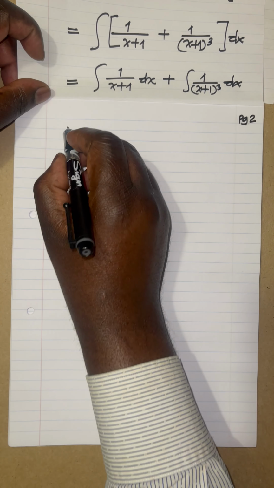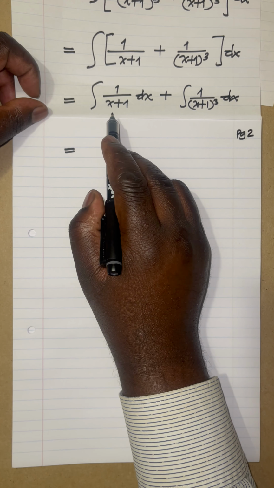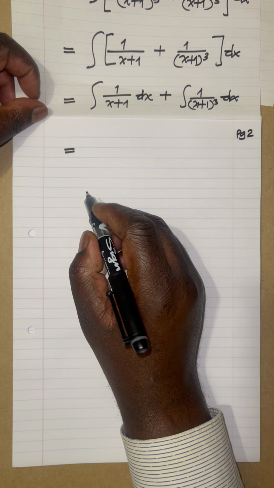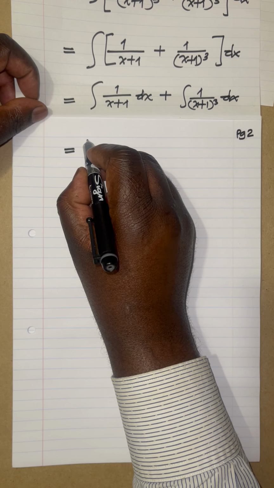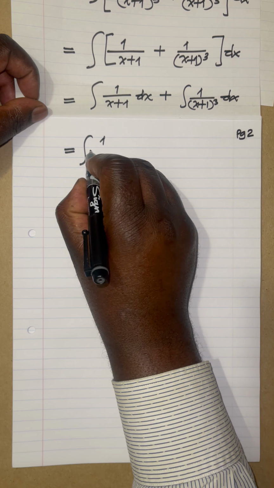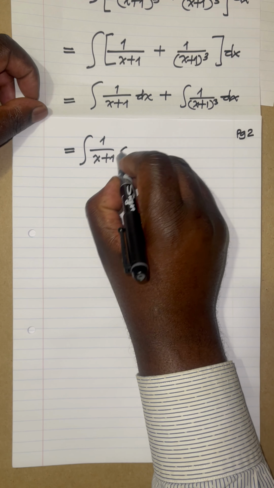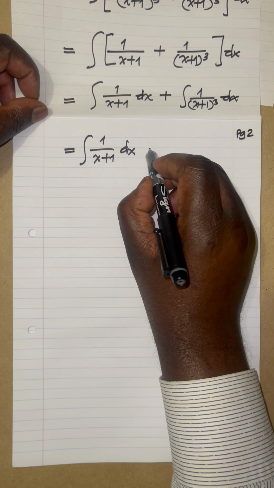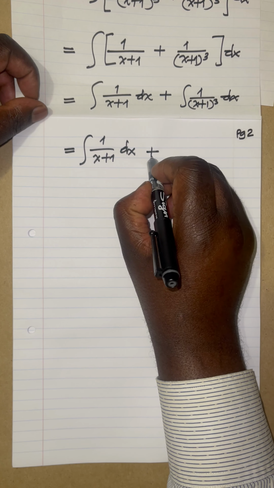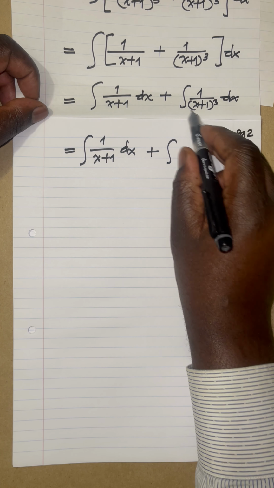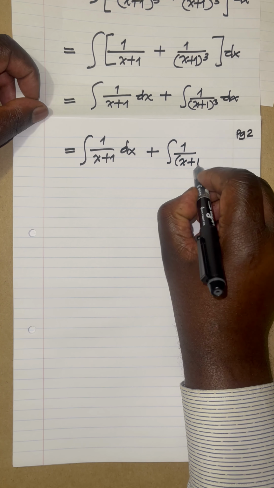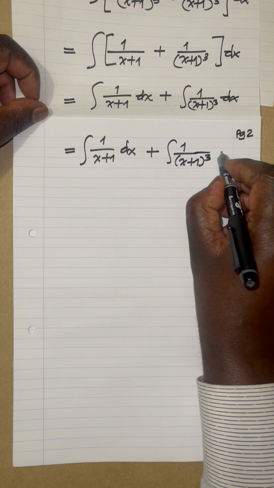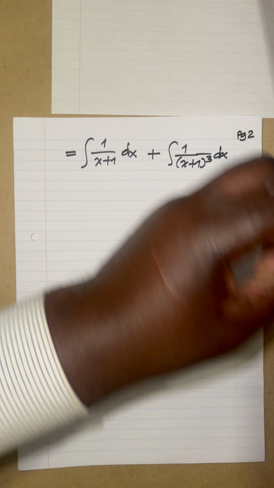So we are basically saying that is equal to, if you will recall, at this stage I can actually use u-substitution. Let me capture this integral first, the integral of 1 over x plus 1 dx, and I'm adding the integral of 1 over x plus 1 all cubed dx. All right, let me put this away.